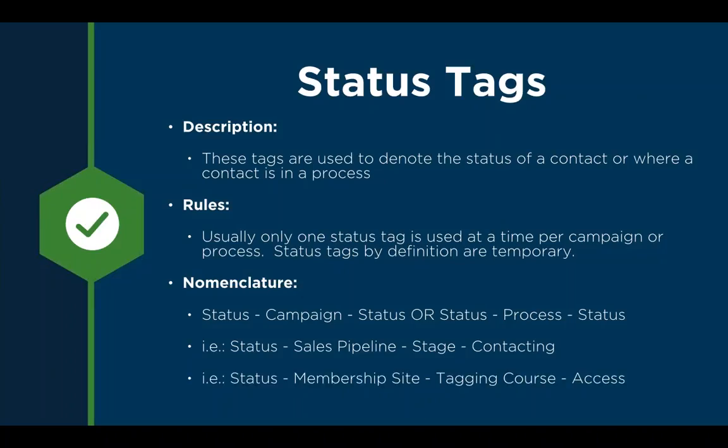Okay. And then for a membership site, you might use this for access. People either have access or they don't. And so that's a status. They either have the status or they don't. Status dash membership site dash tagging course dash access. That tells me this person who has the tag has access to that tagging course in our membership site.